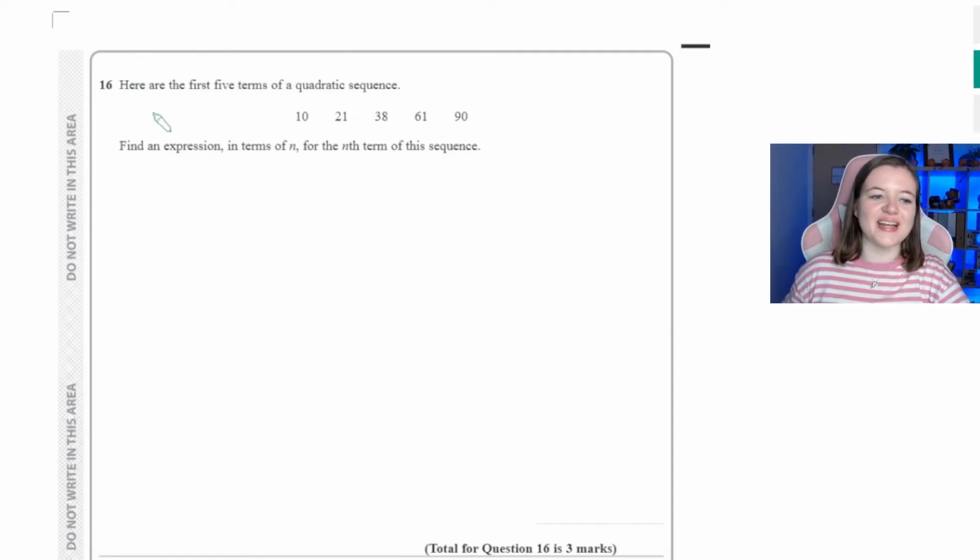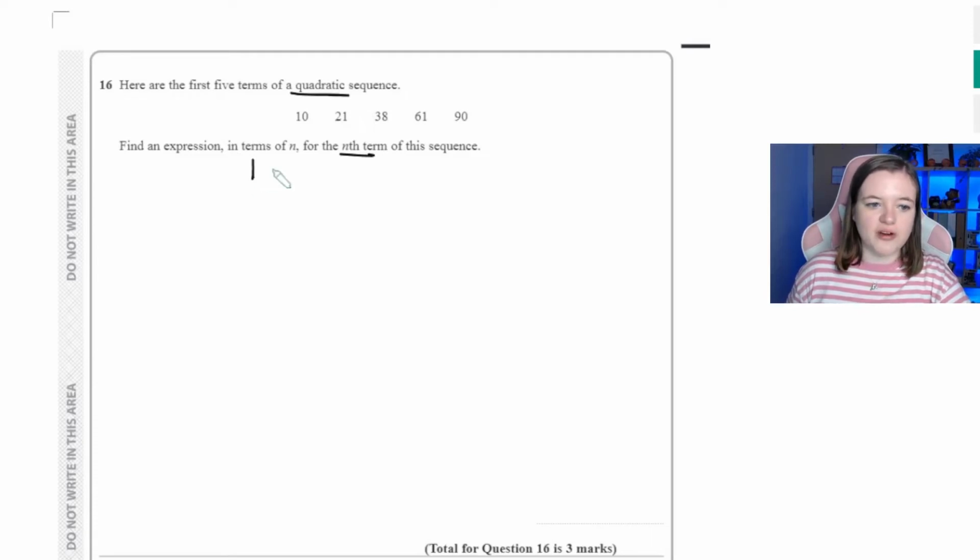Question 16. Here are the first 5 terms of a quadratic sequence: 10, 21, 38, 61, 90. Find an expression in terms of n for the nth term of the sequence. So finding the nth term of a quadratic sequence is always the same, right? It's one of those nice math topics where you just learn the method. It's always the same. So the first thing you're going to do is find the second difference.